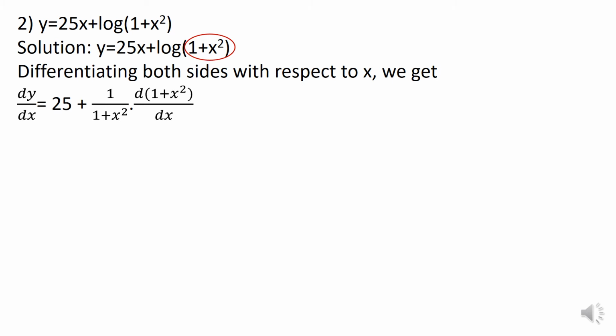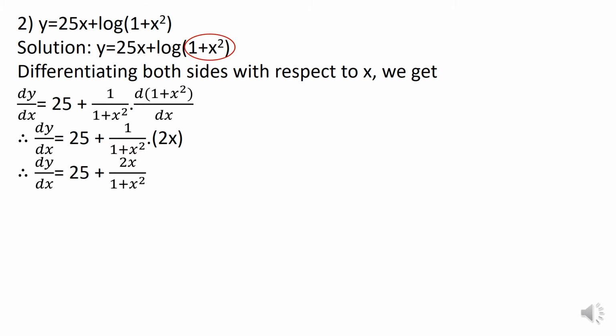So as a result, we get 1 upon 1 plus x square, because the derivative of log of 1 plus x square is 1 upon 1 plus x square, into again the derivative of 1 plus x square by using the chain rule. So here we get 25 plus 1 upon 1 plus x square into 2x, because the derivative of 1 plus x square, 1 becomes 0 and x square becomes 2x. Thus we simplify and get the answer for dy by dx.